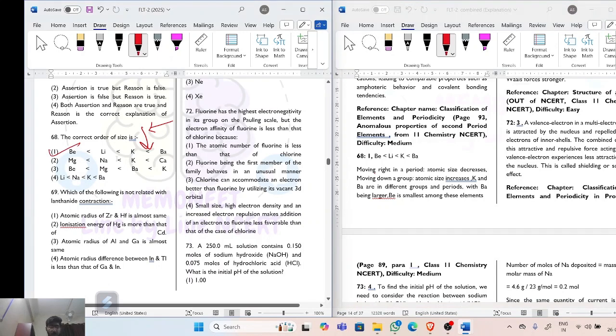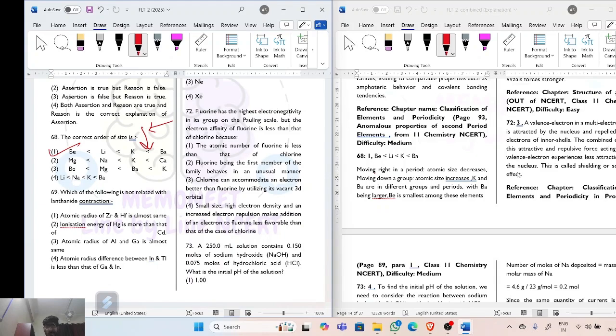Now comes question number 69. Which of the following is not related to the lanthanoid contraction? Atomic radius of Zr and Hf is almost the same. Ionization energy of Hg is more than that of cadmium. Atomic radius of aluminium and gallium is almost the same. Atomic radius difference between indium and thallium is less than that of gallium and indium.